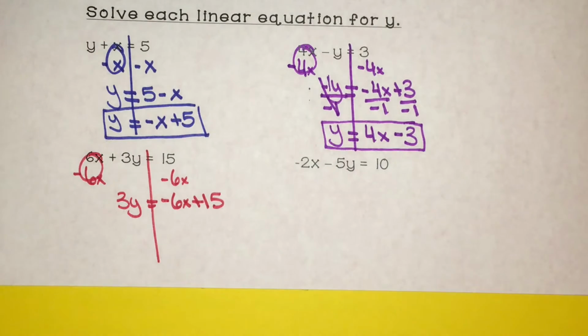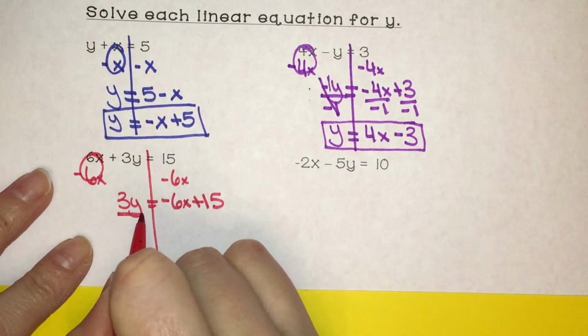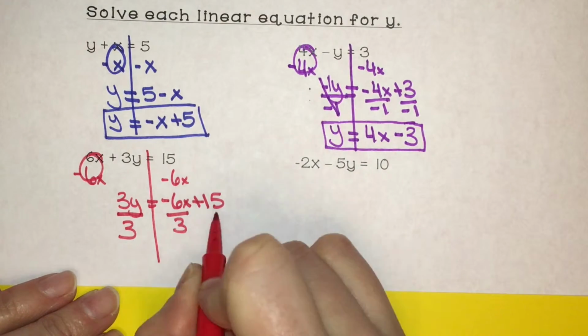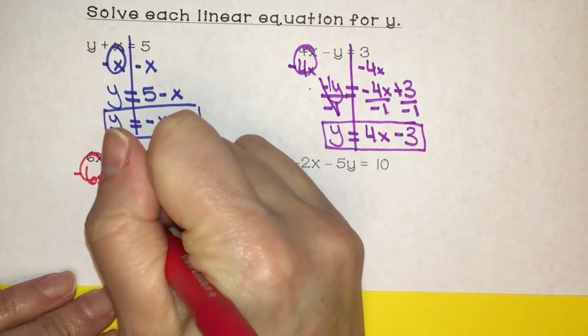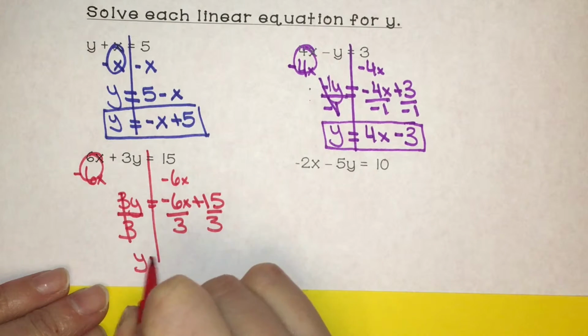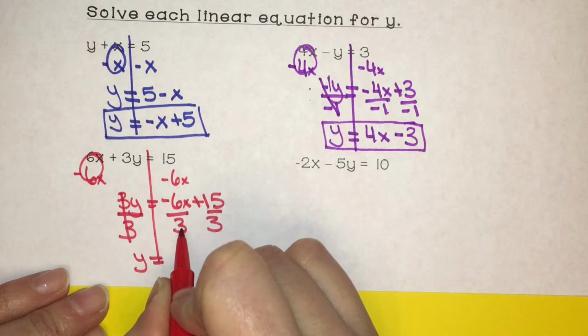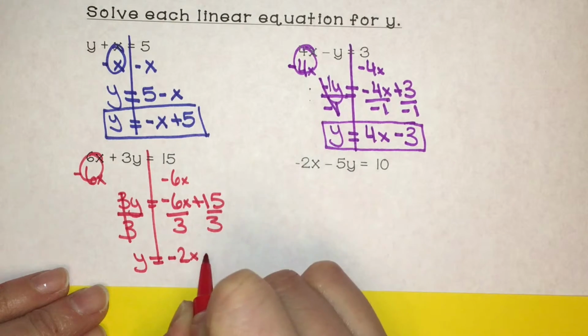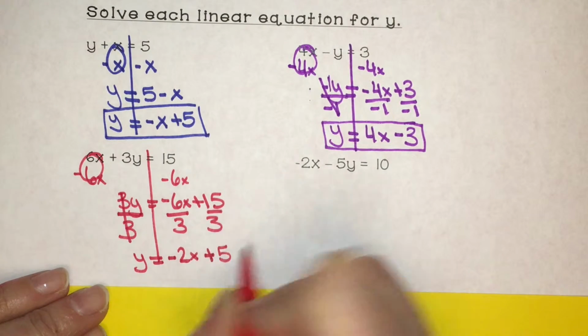All right, I can't have a number multiplied by y. It's not by itself yet. So opposite of multiplying y by 3 is dividing by 3. But I have to divide everything on both sides by 3. 3 divided by 3 is 1. So we have y equals negative 6x divided by 3 is negative 2x. 15 divided by 3 is positive 5.